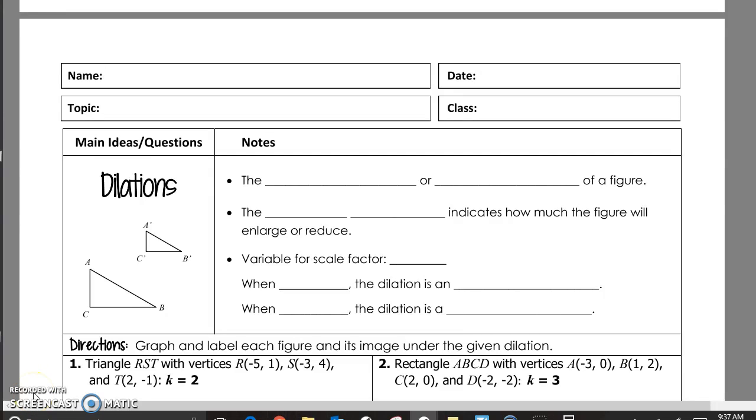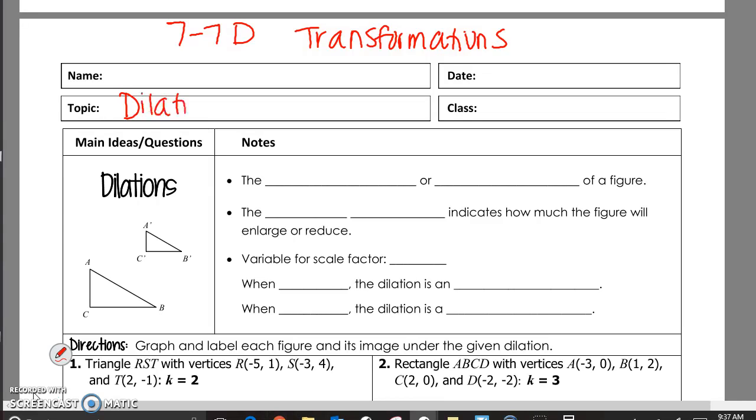Okay, guys, today is 7D, the last part of our transformations lesson. So we will be having a quiz over this soon. Today we are doing dilations, which is the last type of transformation.